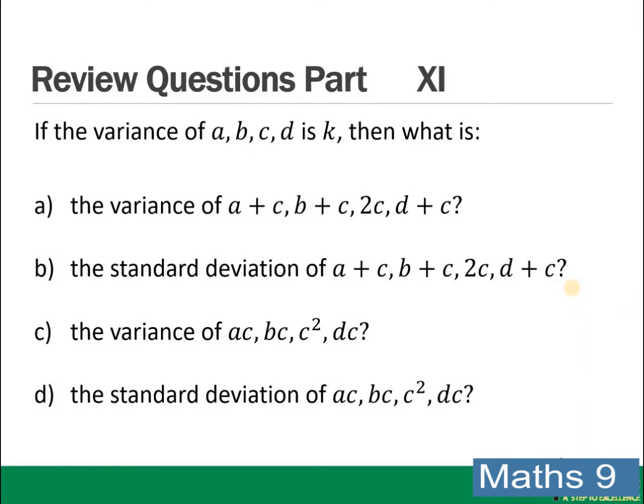Here are the answers. For part A and B, we've added a constant to all the data values, so the variance and standard deviation are the same as the original set. So the variance is K, and the standard deviation is the square root of K. For C and D, we've multiplied all the values by a constant, so this time the variance is multiplied by that constant squared, and the standard deviation is multiplied by the absolute value of that constant, so it becomes the absolute value of C times the square root of K.